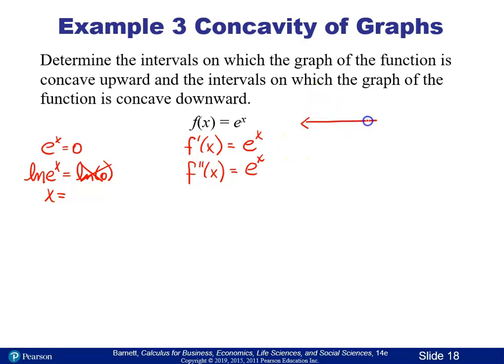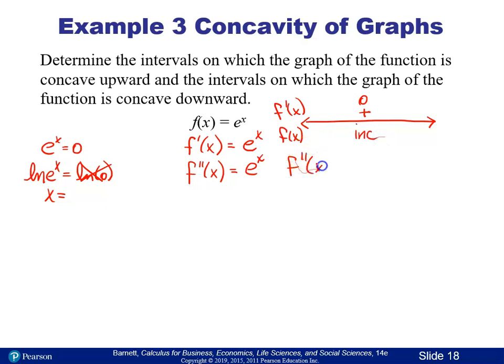So we don't really have numbers to put on this sign chart. We can still do the sign chart though, we just don't have a specific number to divide this. So I'm just going to pick any number, and I'm going to pick the easiest number, which is 0. If I plug 0 in, I get e to the 0, which is 1, and that's positive. So if I have a positive first derivative, that means my function is always increasing.